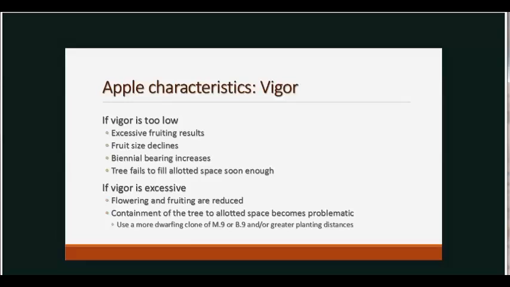So again, this goes into the planning of your orchard to do a little background check on the cultivars that you're thinking about, to know ahead of time on whether it's considered to be a low vigor or whether it is excessive, so that you are getting it on the right rootstock or you're getting it with the right planting distance.